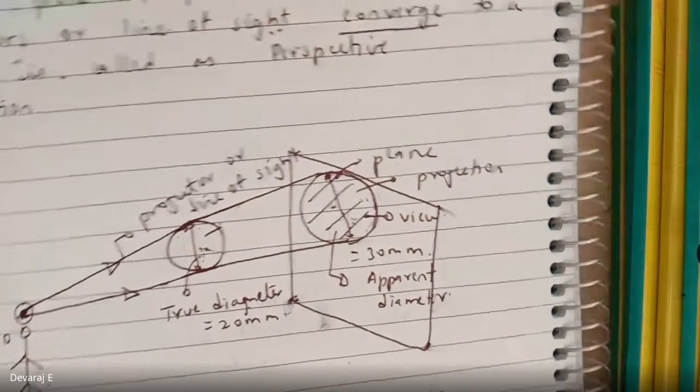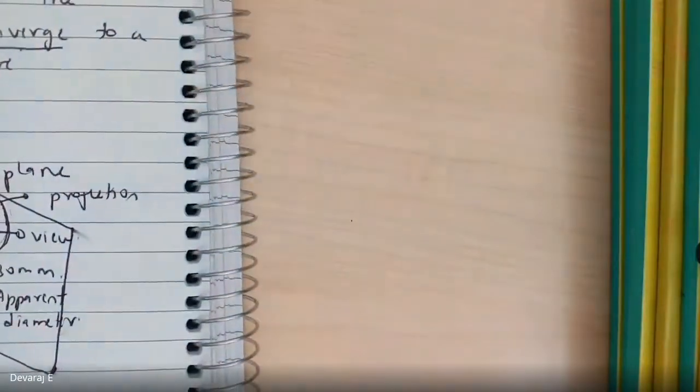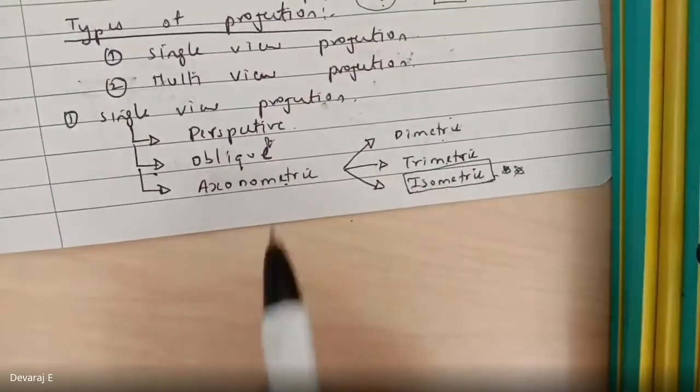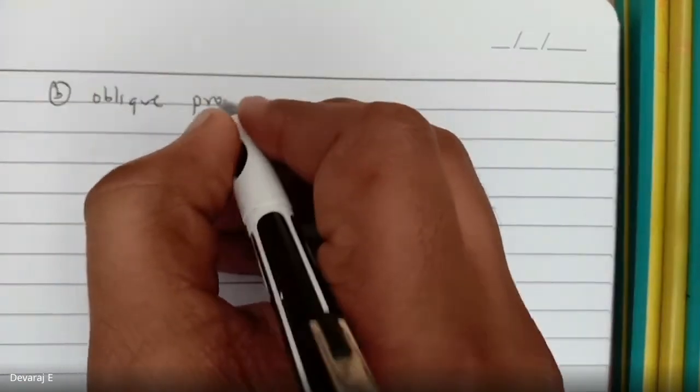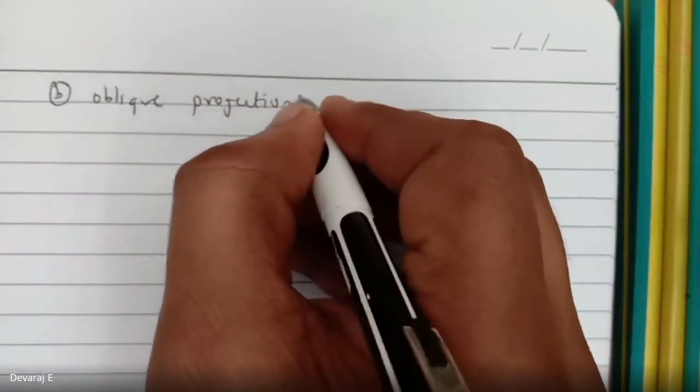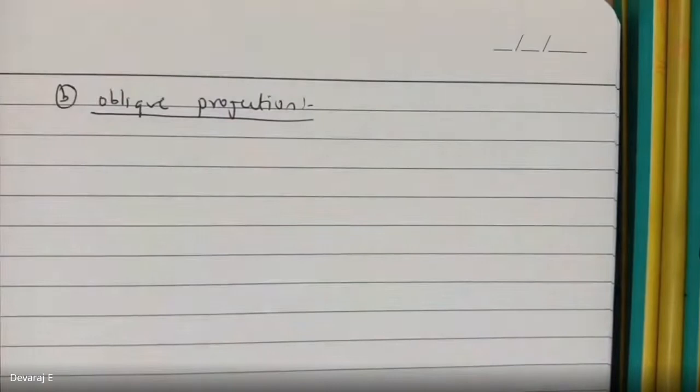Next we will go for the second type. Which is the second type according to our list? So oblique, right? Yes, sir. We will go for oblique. Write down: second, B, oblique projection. Write down the definition of this. First we will write the definition, then we will try to understand the concept.